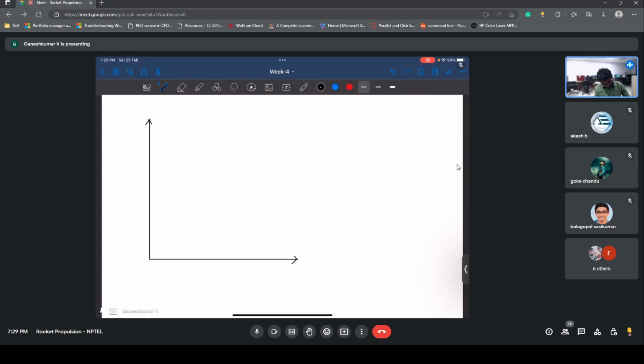Let me tell you when shock forms. This is the throat, right? And here is the exit. So let us consider this thought experiment.